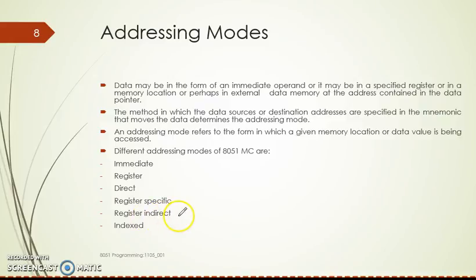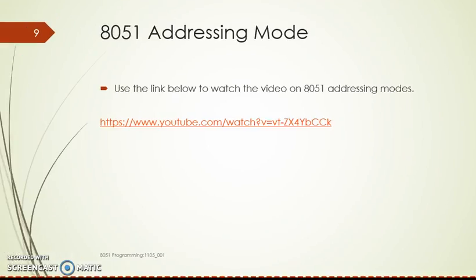For BCD addition, data is compulsorily stored in the accumulator in that particular instruction. Register indirect is storing the address of the data in the register, and indexed is storing the address of the data in the register and using additional offset values or a data pointer for pointing to the exact location of the data. You can pause this video for a few seconds and watch the video mentioned in this URL to know more about 8051 addressing modes.